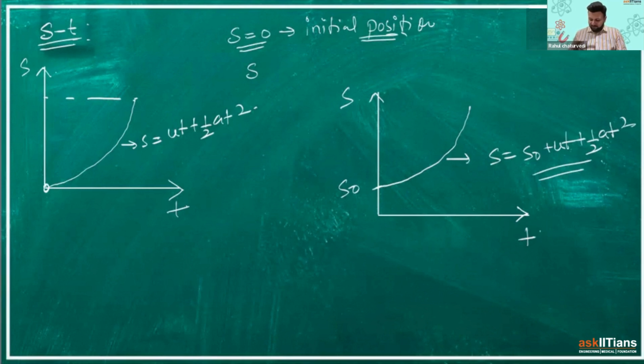So this graph which we have discussed is actually the graph of uniformly accelerated motion. But in case of uniformly retarded motion, meaning acceleration is in the negative direction, then what can we do? So let's see the case. Uniformly retarded motion.